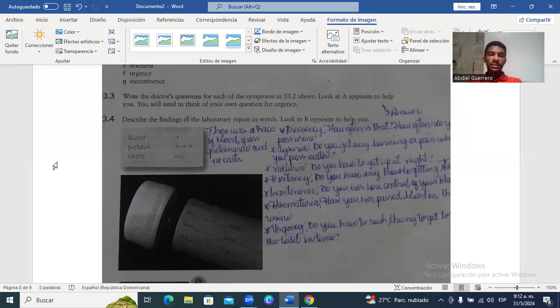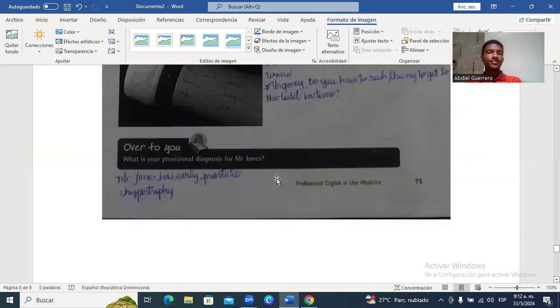Describe the findings of the laboratory report in words. Look at B opposite to help you. Blood, protein, and casts. There was a trace of blood, gross protein, and no casts. That's it.